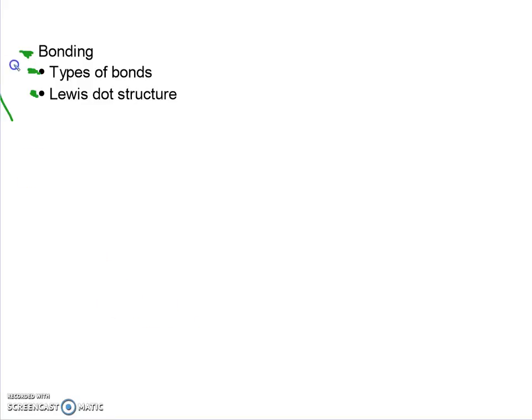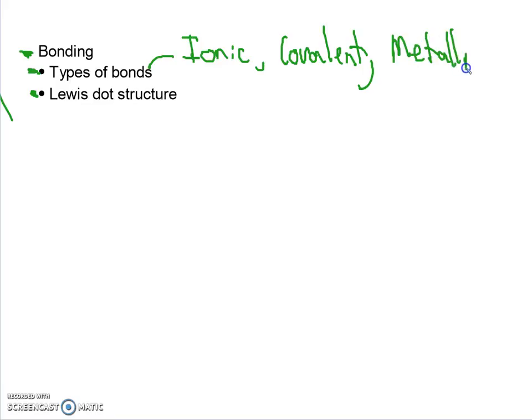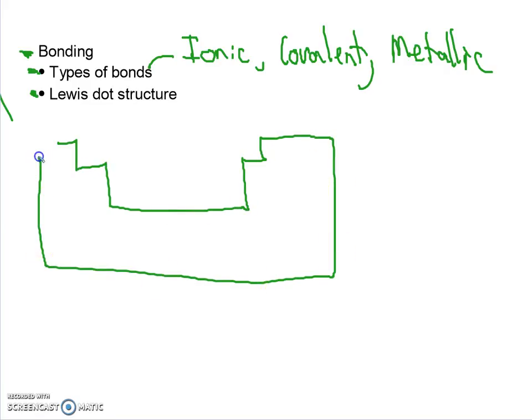Okay, so types of bonds. There are three main different types of bonds, and all of this is oversimplified because it's just high school chemistry, but oh well, gotta start somewhere, right? So ionic, covalent, and metallic. And I think it's worth reviewing the different types of elements that are on the periodic table.